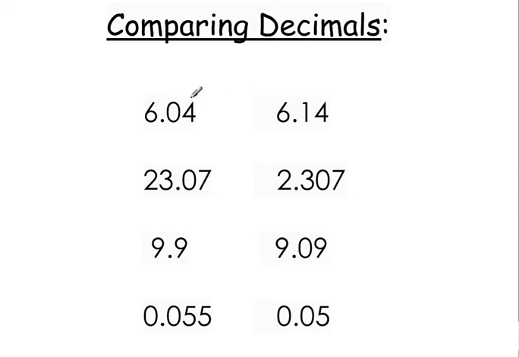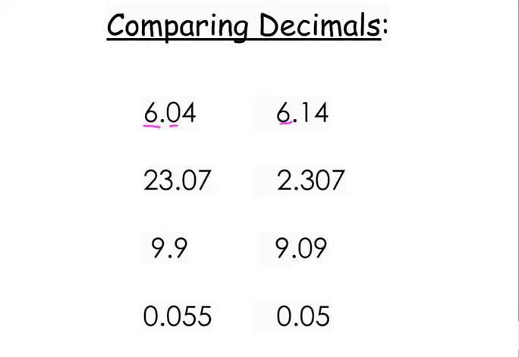Let's look at the first two numbers, 6 and 4 hundredths compared to 6 and 14 hundredths. We're going to first look at our whole numbers and compare those. We have 6 ones compared to 6 ones. They're the same. So now we're going to move to the right of the decimal and we'll work with the decimal numbers. Here we see there are 2 digits to the right of the decimal, and we need to make sure there are 2 digits on the other number as well, which there are.